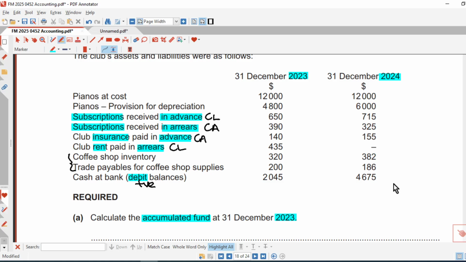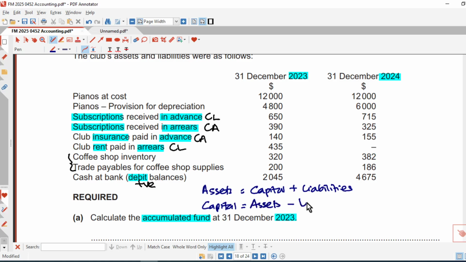So how do you normally calculate capital? Well, usually you use the accounting equation, right? So assets equal to capital plus liability. So if I want to look for capital, I would shift everything to the other side. So capital bring over, asset bring over. So you're going to get assets minus liabilities. Right? So capital equals assets minus liabilities. That is how you're going to find the accumulated fund.